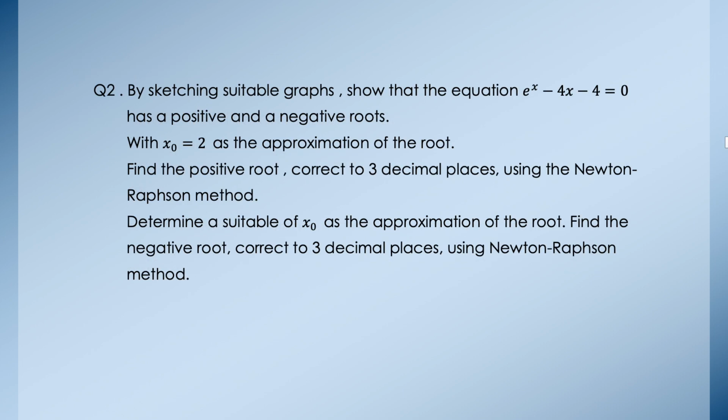Question 2. By sketching suitable graphs, show that the equation e raised to the power of x minus 4x minus 4 equal to 0 has a positive and a negative root, with x naught equal to 2 as the approximation of the root. Find the positive root correct to 3 decimal places using the Newton-Raphson method. Determine a suitable x naught as the approximation of the root. Find the negative root correct to 3 decimal places using the Newton-Raphson method.